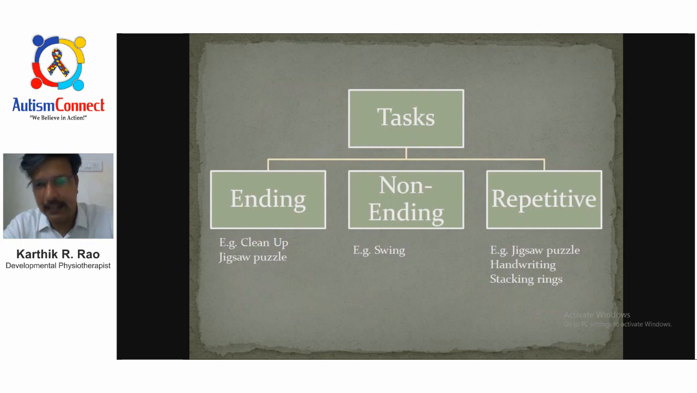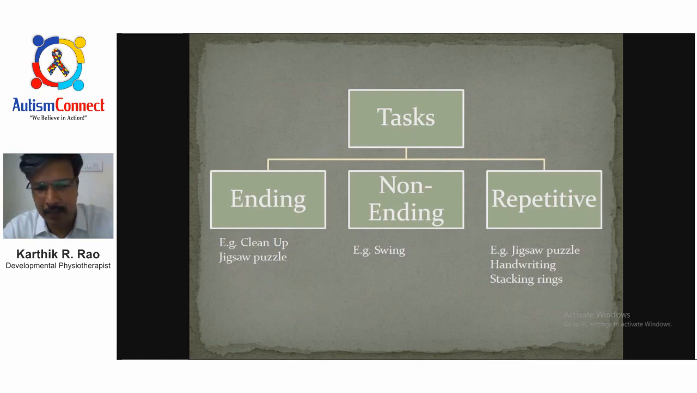And the third category is a repetitive task. Now, this repetitive task is actually dicey, because repetitive tasks are essentially ending tasks, which we adults convert into non-ending. Okay, let me repeat it. Repetitive tasks are essentially ending tasks, which we convert into non-ending. So these are tasks which require practice.